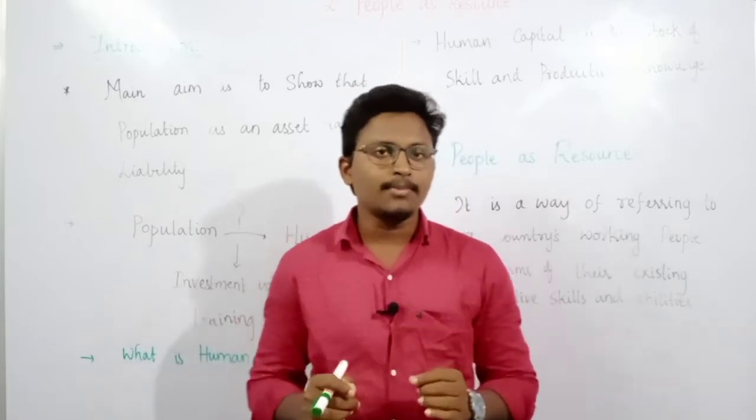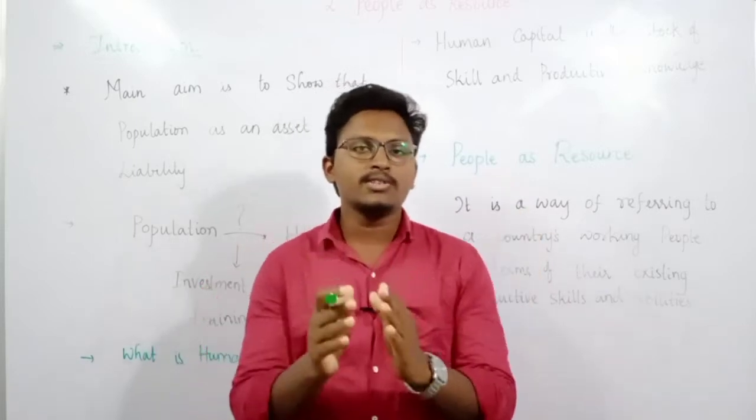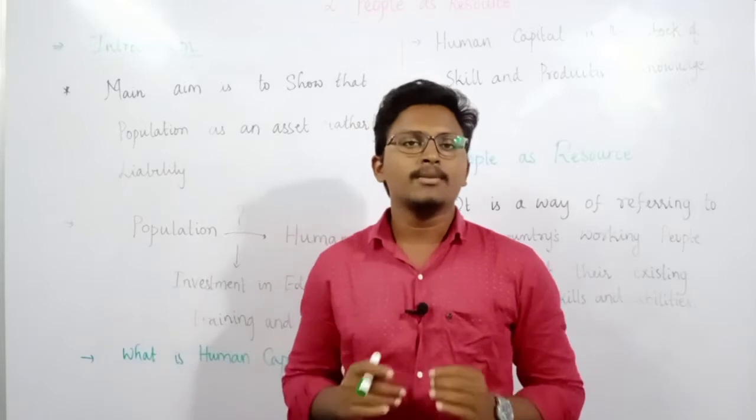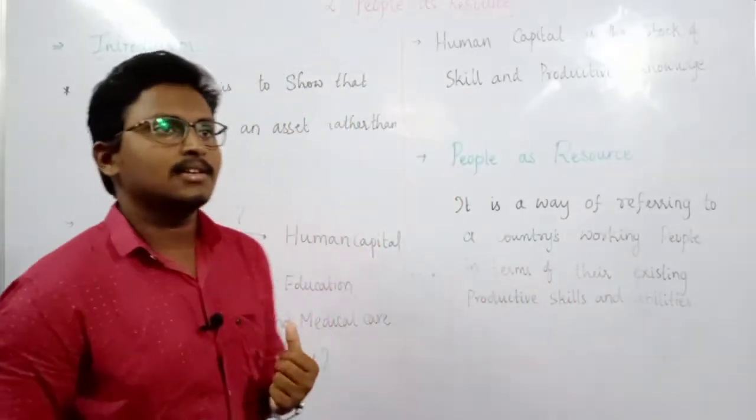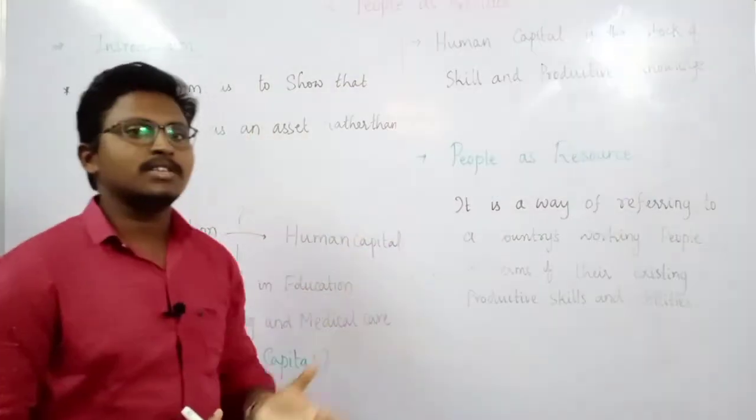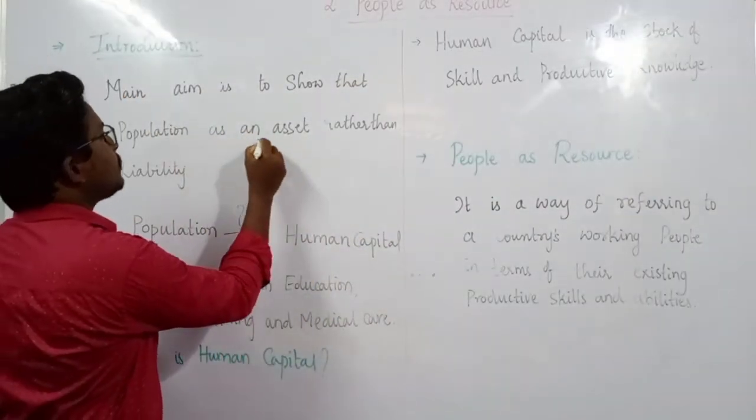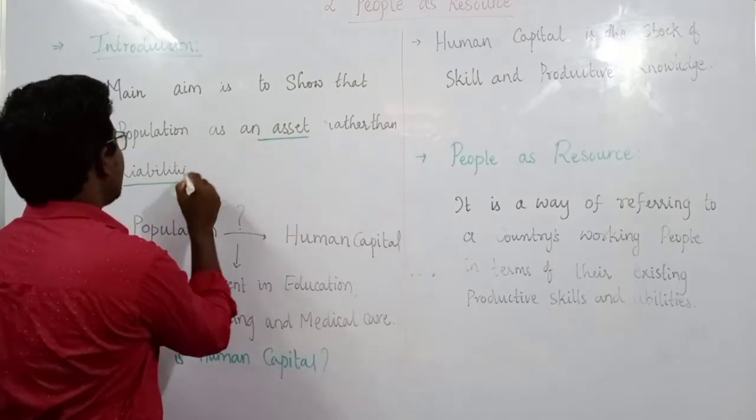So in this chapter we are mainly going to discuss human capital only. What is human capital, how it is formed. But before that, let us discuss some of the introductory points about this chapter. So what is the main aim of the chapter? The main aim of the chapter is to show population as an asset rather than a liability.